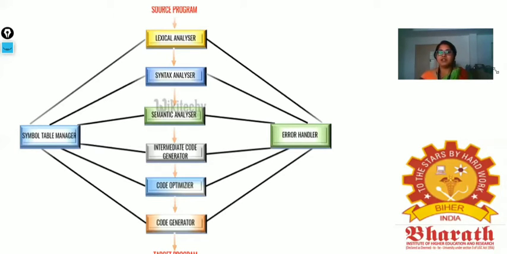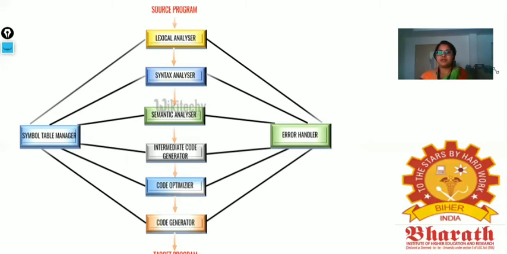Here the source program is fed into the lexical analyzer, which is the first phase. The next is the syntax analyzer, then the semantic analyzer, followed by the intermediate code generator. Again, it is followed by the code optimizer and the code generator, and you get the target program as an output. In all, we have 6 phases. All these 6 phases are connected to the symbol table manager and the error handler.